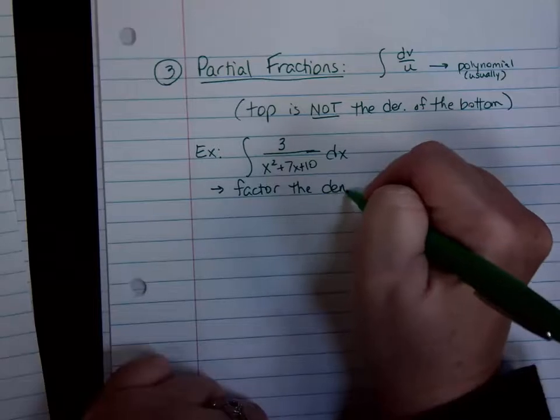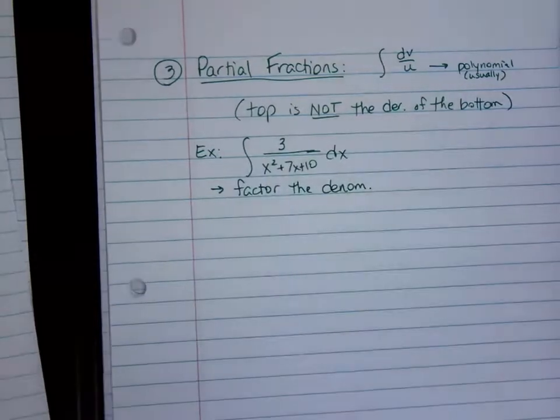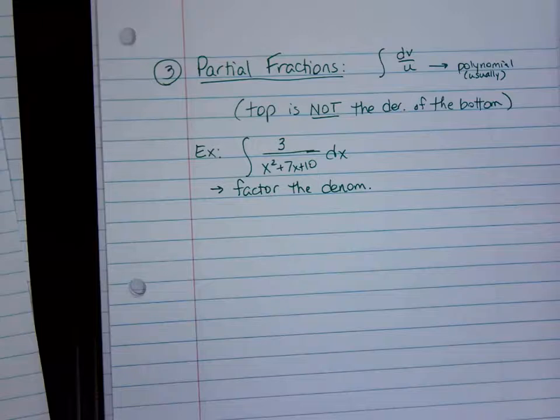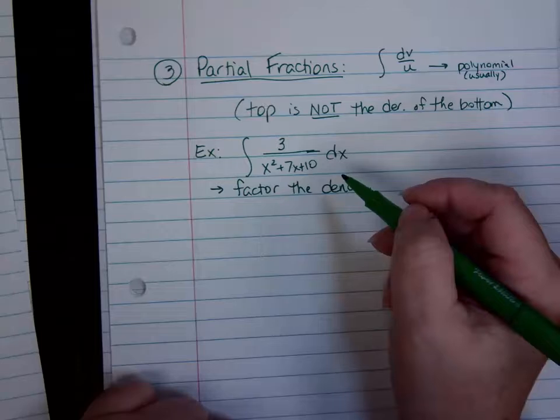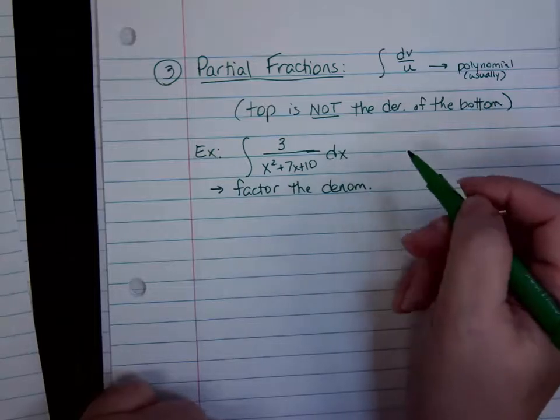And like I said, I promise you that the denominator, number 1, will always factor, and number 2, it will always factor into linear factors, no x squareds. So if you end up with an x squared down there, you can factor it more. Always. Okay? There are problems where it won't be linear factors, but that's beyond the scope of this class.